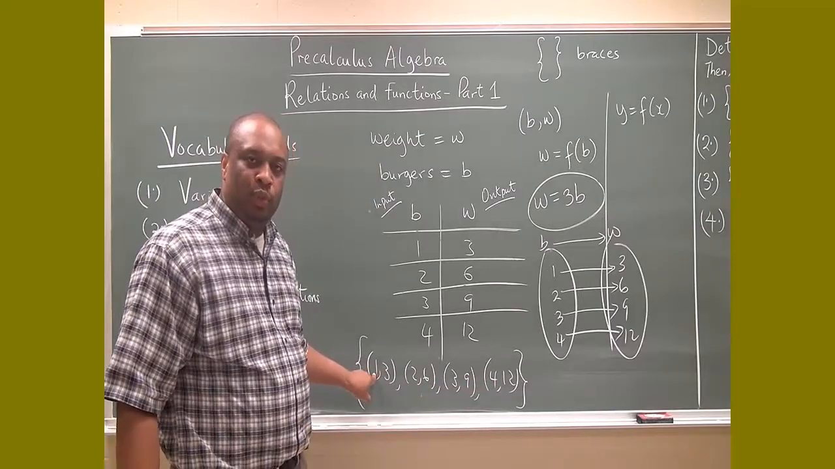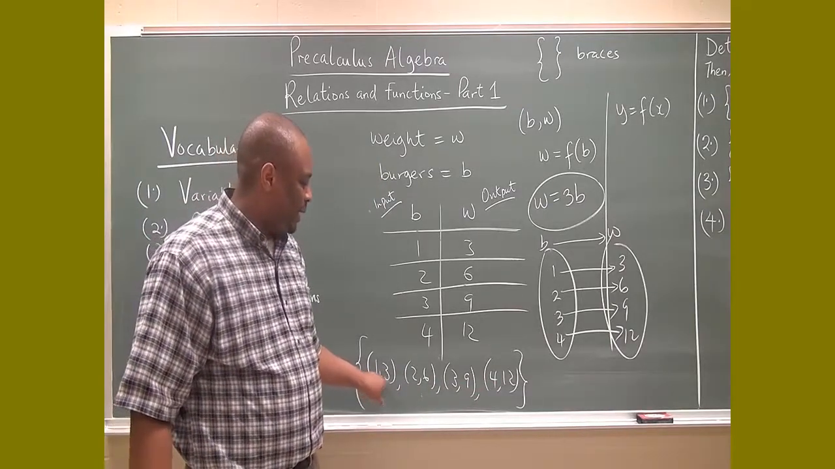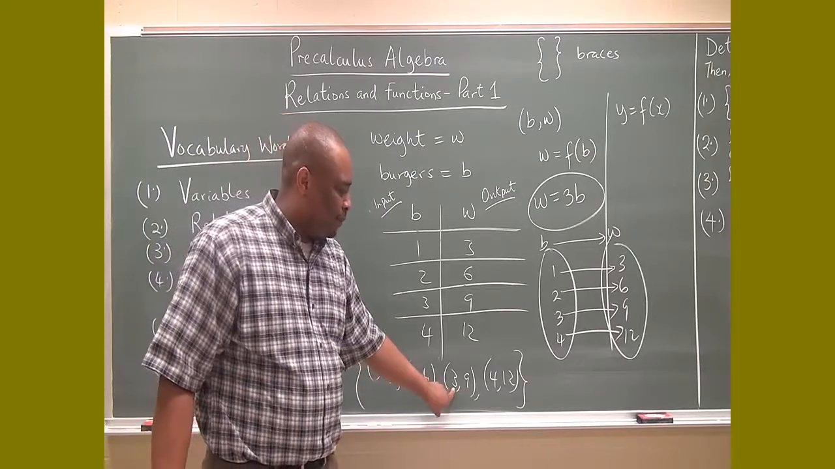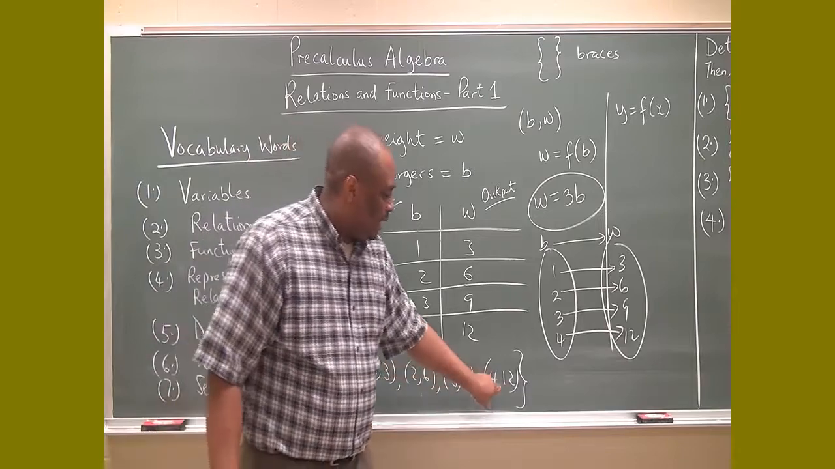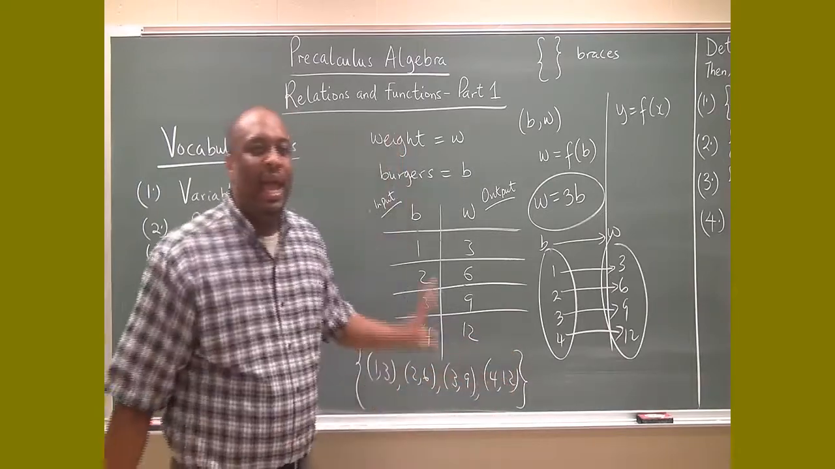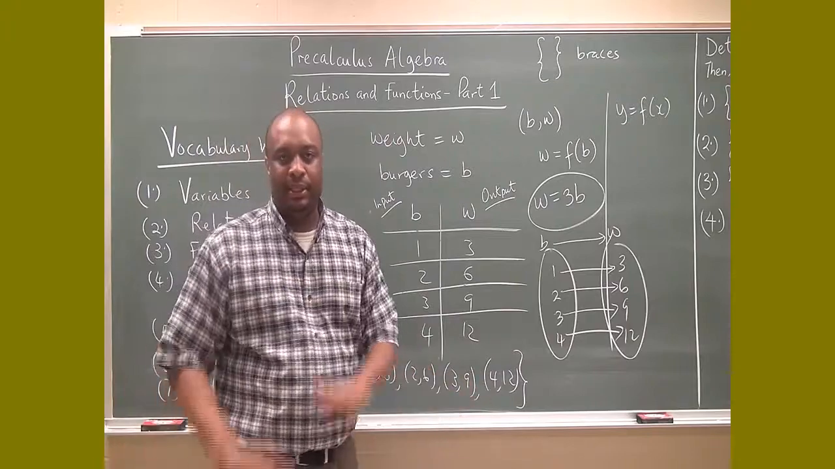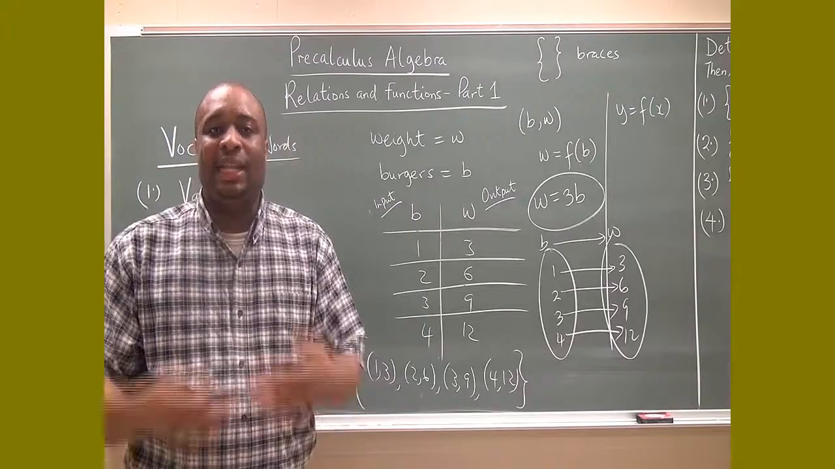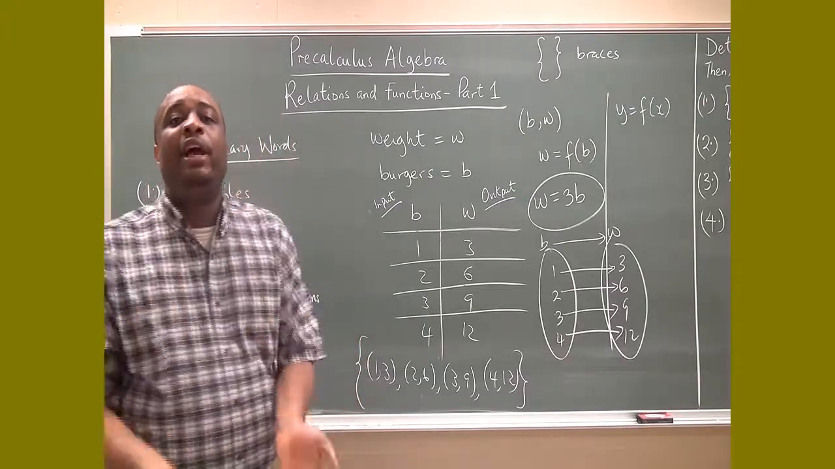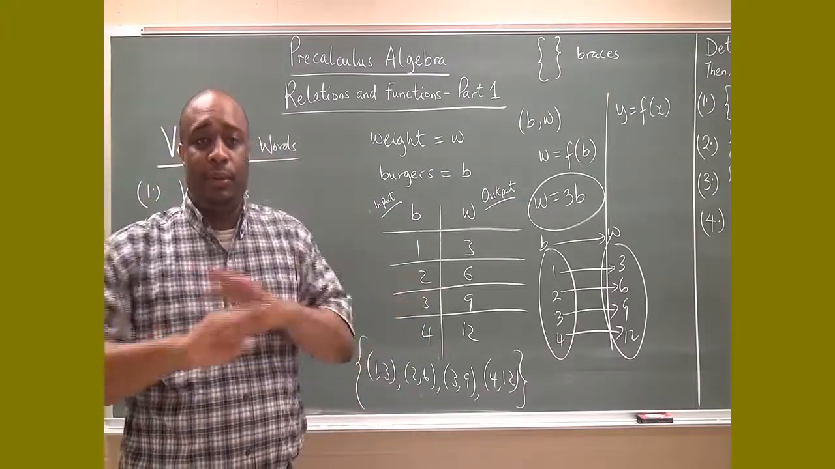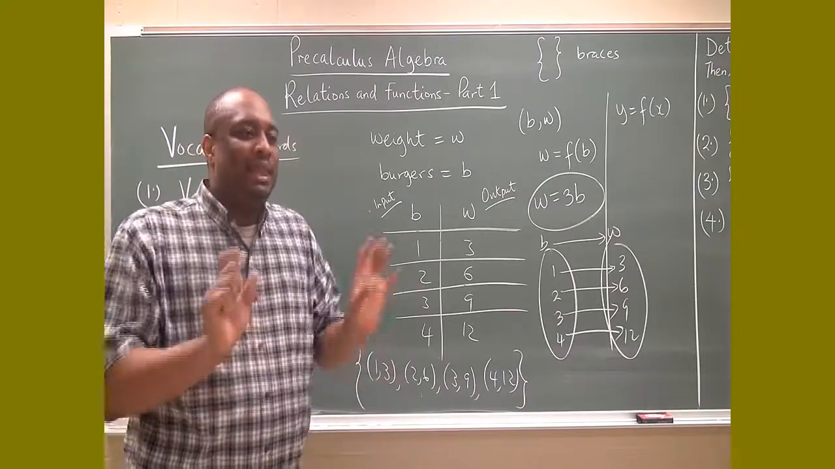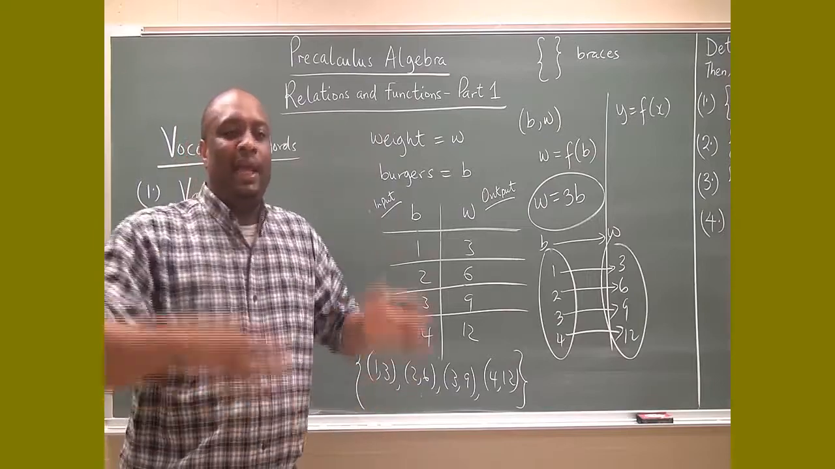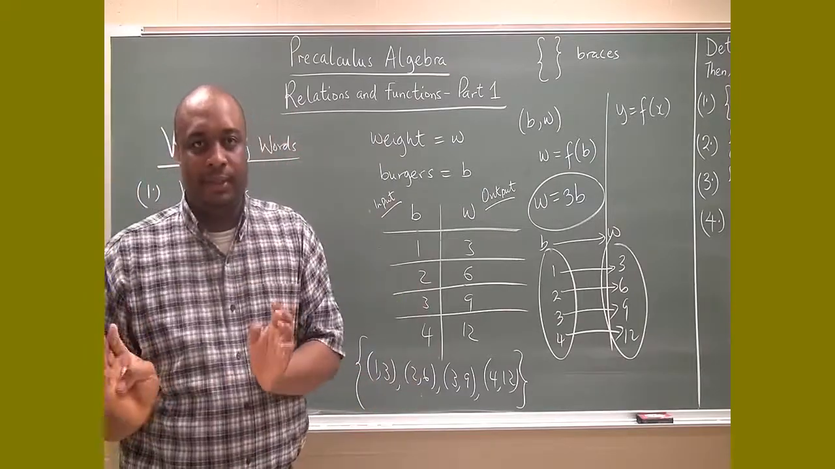When you input 1 burger, you gain 3 pounds. You input 2 burgers, you gain 6 pounds. Input 3 burgers, you gain 9 pounds. Input 4 burgers, you gain 12 pounds. Any set of ordered pairs is a relation. So a relation is a set of ordered pairs, which means for each input, you must have an output, period. Anything you do, you must have a result. Just like in philosophy, you can call it cause and effect.